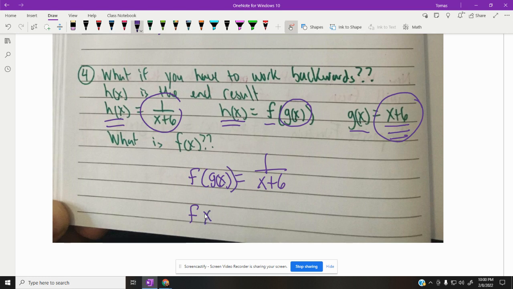What would f of x be? So that means this x plus 6 is my g. So that's what I plugged in for x. So my f of x has to be just 1 over x. Because remember, the g's on the inside. So that means this x plus 6 will turn into an x. It's like a little puzzle. You will get like 2 of these on your homework.